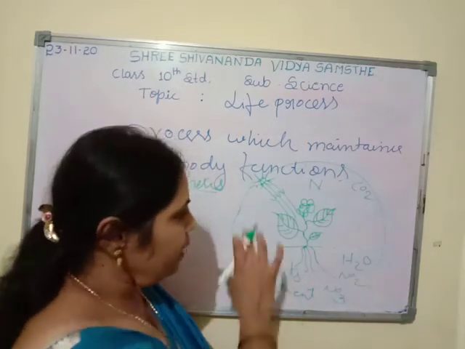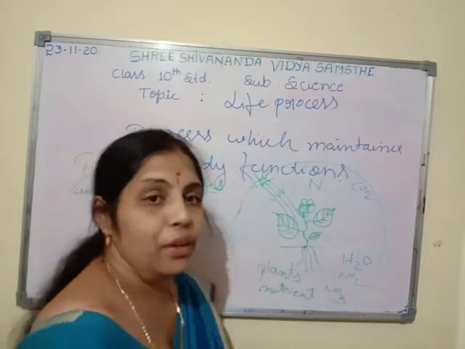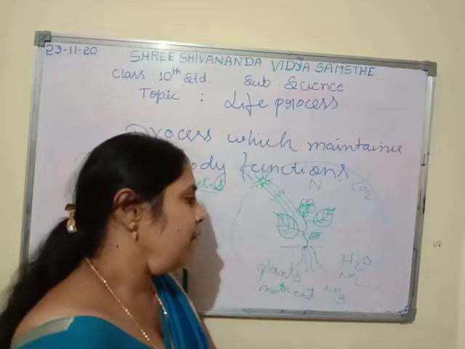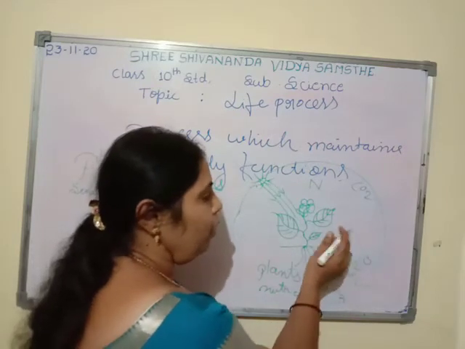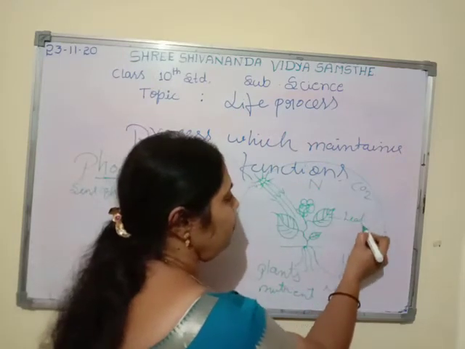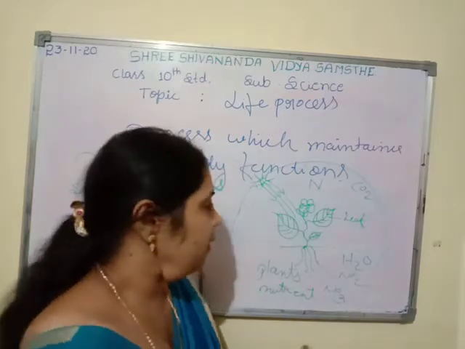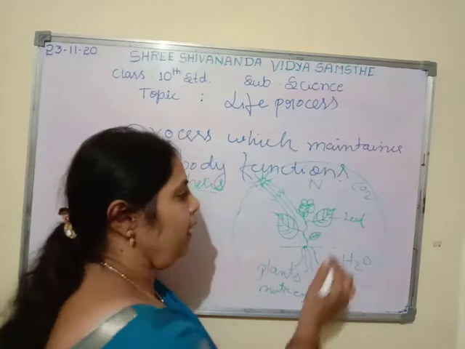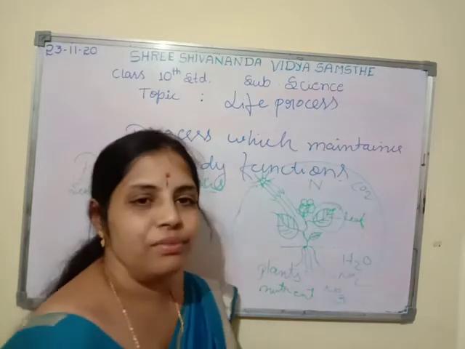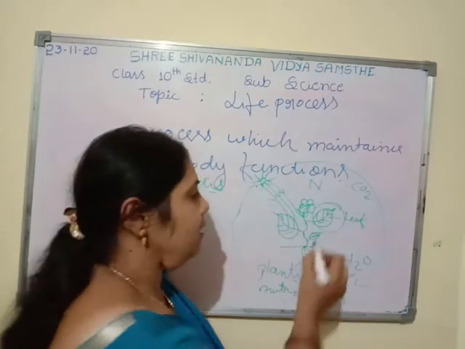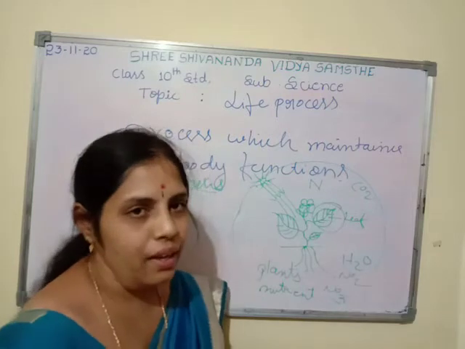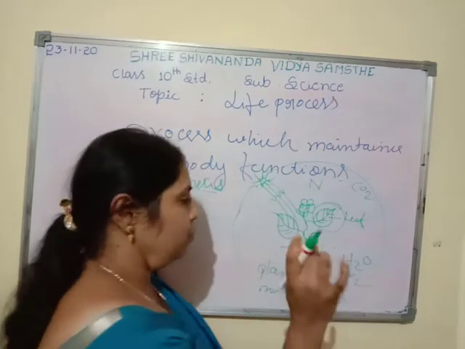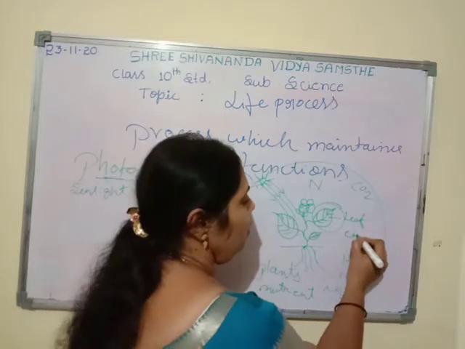By using all these factors they can prepare their own food. But what is the main part where food is prepared? It is the leaf. The leaf is a very important part where the food is prepared. Where is the food prepared? In the leaf. Why only in the leaf? Because it has the tissue, the cell known as chlorophyll.